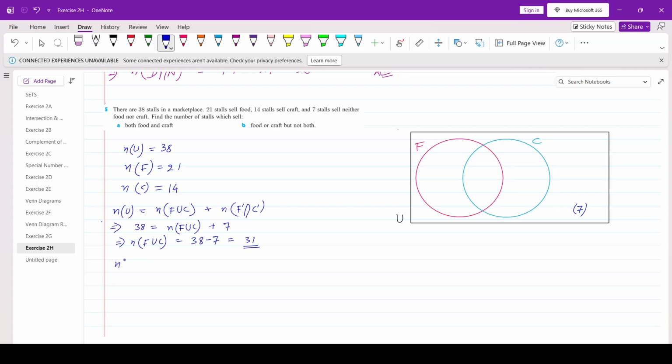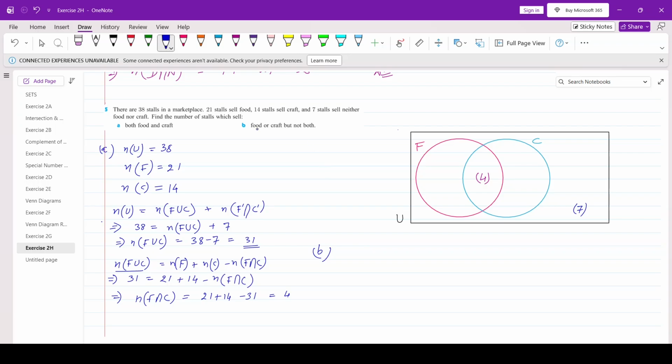So applying another formula, the number of elements in F union C is equal to the number of elements in F plus the number of elements in C minus the number of elements in F intersection C. Now this number we know is 31, this number is 21, this number is 14, minus the number of elements in F intersection C. So the number of elements in F intersection C is going to be 21 plus 14 minus 31. So that will be 4. Now we know this region is 4.